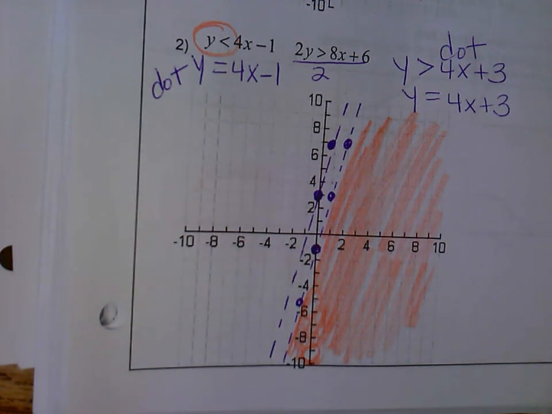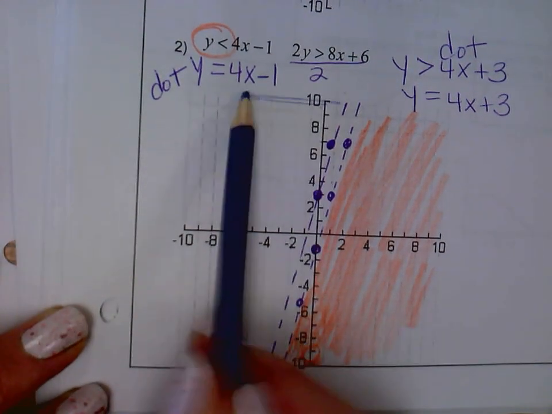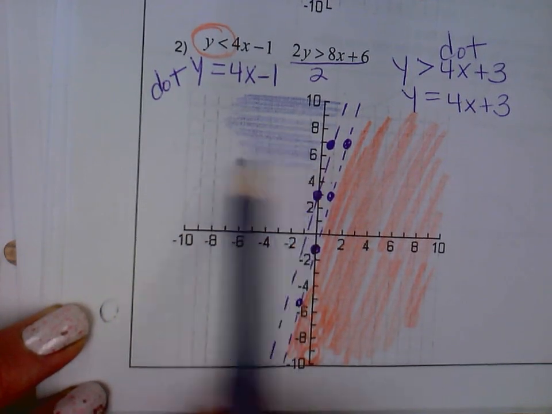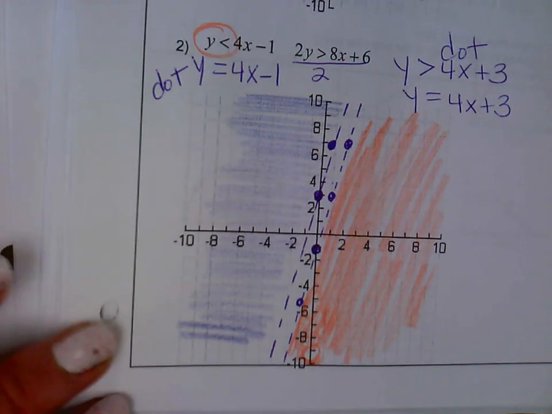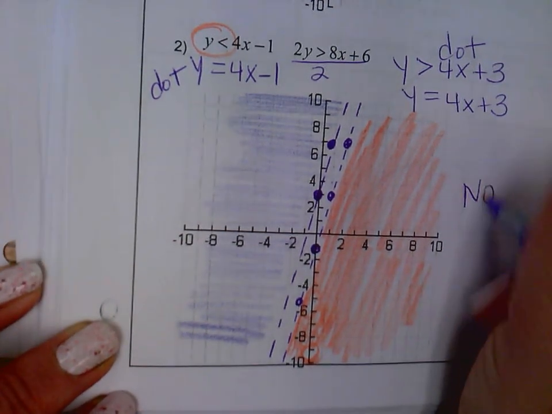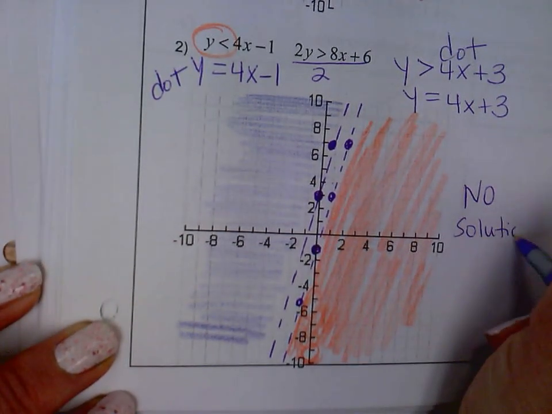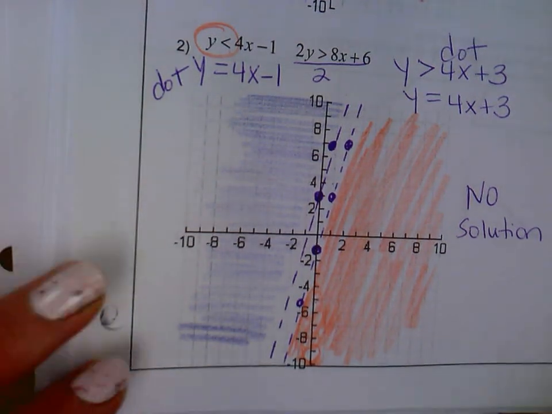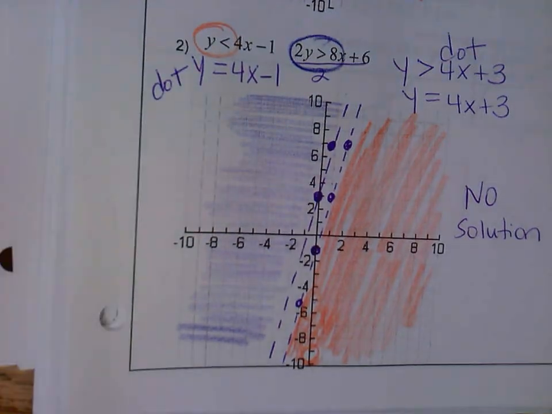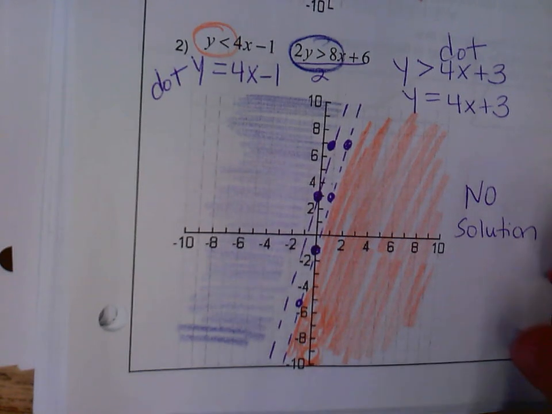Will there be a feasible region? No. Because these are parallel lines and I shaded in opposite directions, this inequality actually has no solution. So none of the points in orange will work in the second equation, and none of the points over here will work in the first equation. So you could actually have an inequality that has no solution. And I think that was it for that resource page.